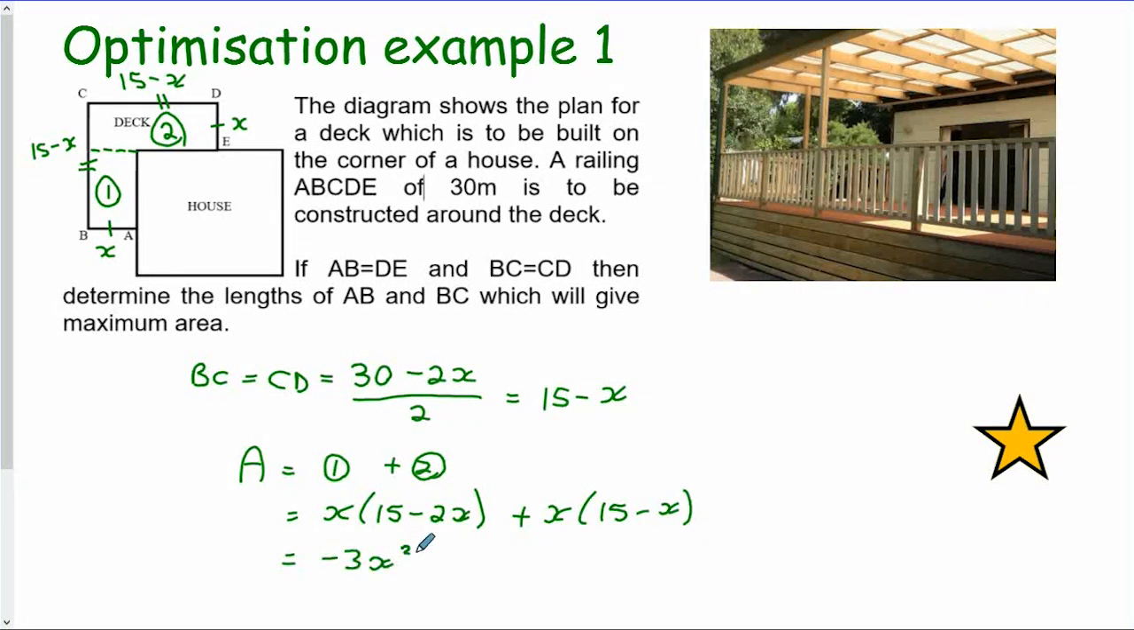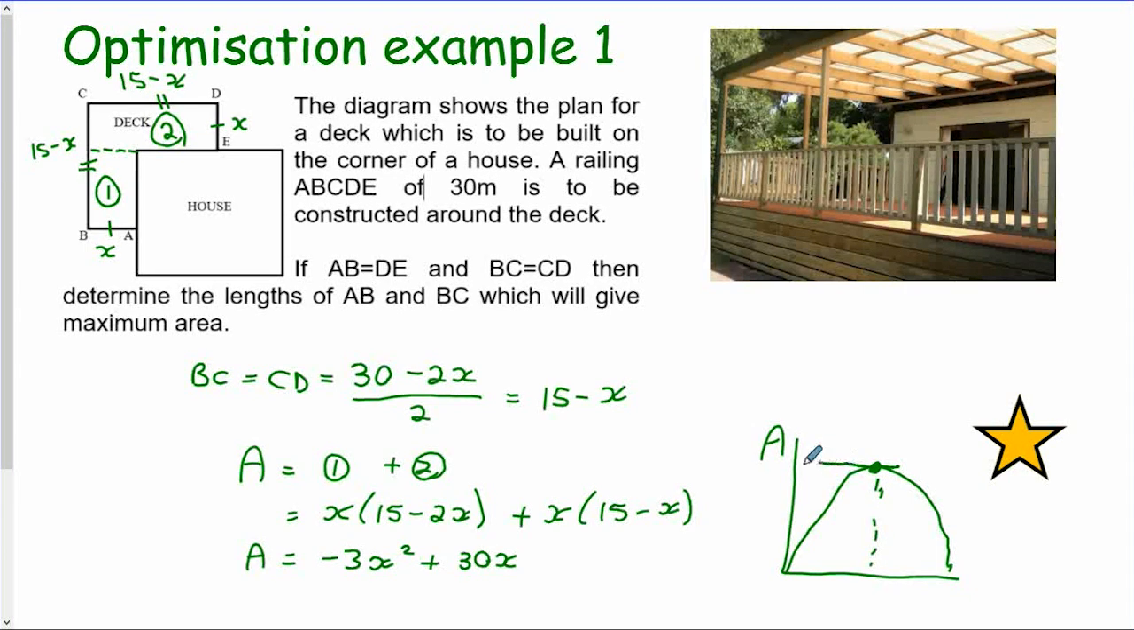And when I simplify all of that, I get negative 3x squared plus 30x. Now, if I visualize that as a function, I've got area over here, and so I've got something that looks like that. And I want to operate over here. I want to know what x value gives me a gradient of 0.